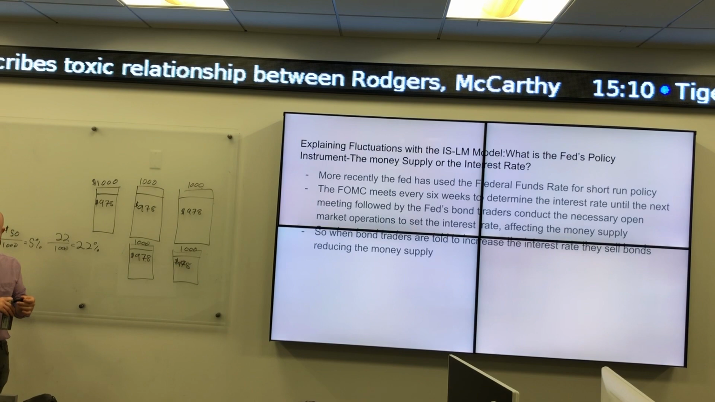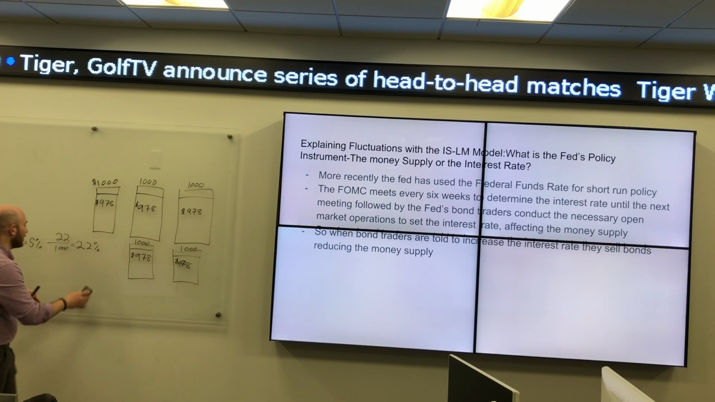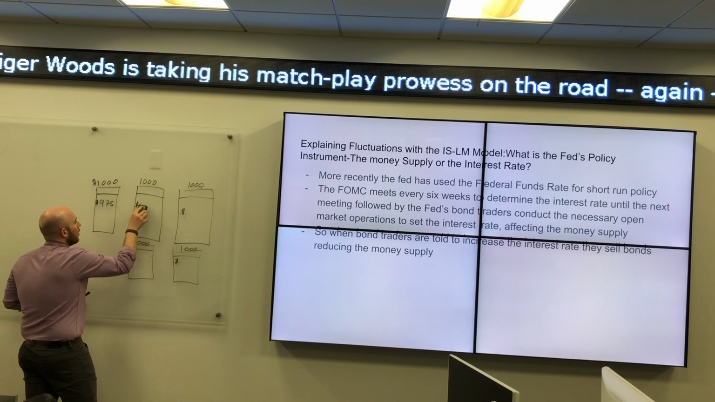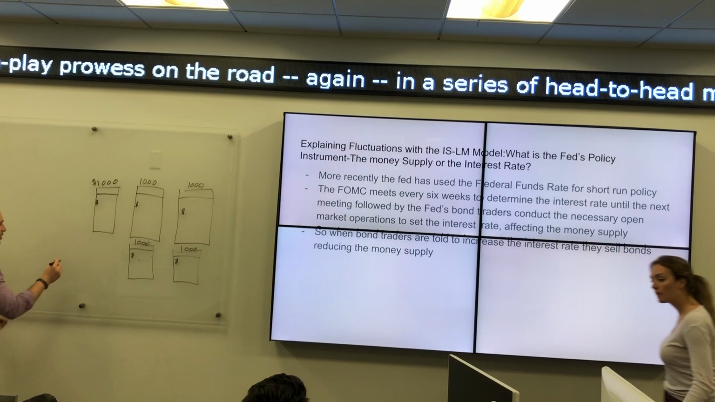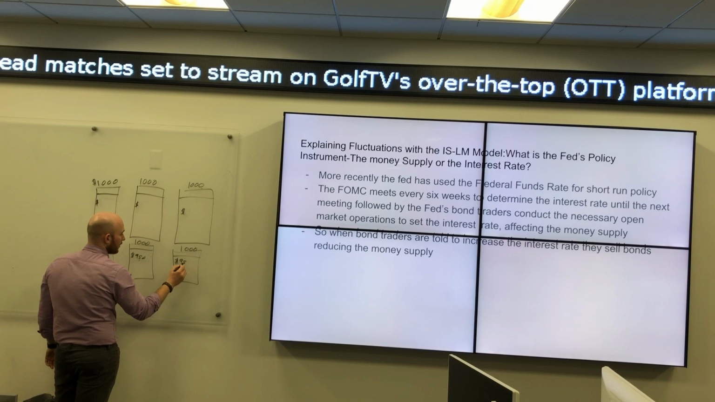All right. So, when bond traders are told to increase the interest rate, they sell bonds, and that will reduce the money supply. So now we'll do the same scenario, but backwards. So I'm going to get rid of most of this, and by most of it, I mean the numbers, and go back to this original scenario: $950, $950, $950, $950, $950, and $950.